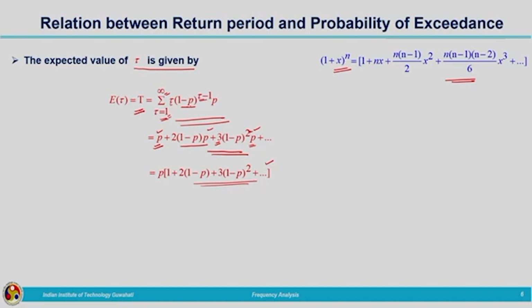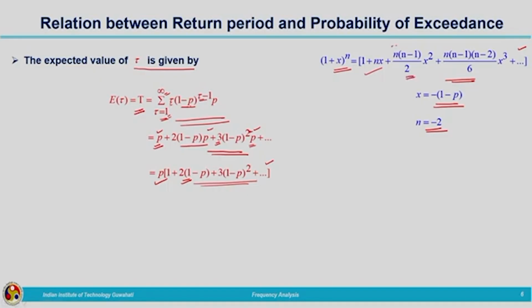When you compare these two, shown here and on the right hand side, they take the same form for x equal to minus (1 minus p) and n equal to minus 2. Look at the right hand side of 1 plus x to the power of n, 1 plus nx. We substitute x as minus (1 minus p) and n as minus 2. So what will be nx? nx will be 2 into (1 minus p), that is the second term here. So 1 plus nx will be 1 plus 2 into (1 minus p).